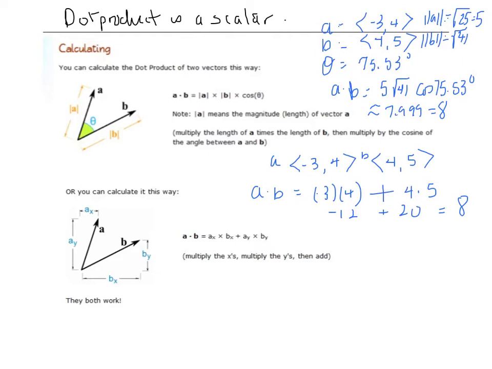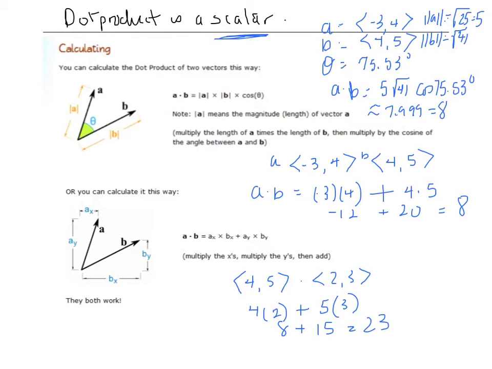On the notes page, I worked several other examples, and you'll be able to look at those. If you had, say, 4, 5 dot 2, 3, you'll notice that the answer is not a vector, it's a scalar. So I would have 4 times 2 plus 5 times 3. I would have 8 plus 15, which is 23. So the dot product is a scalar. It's not a vector.